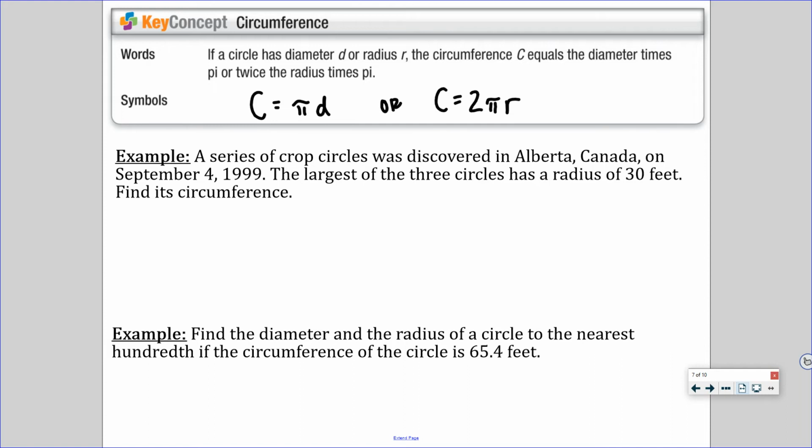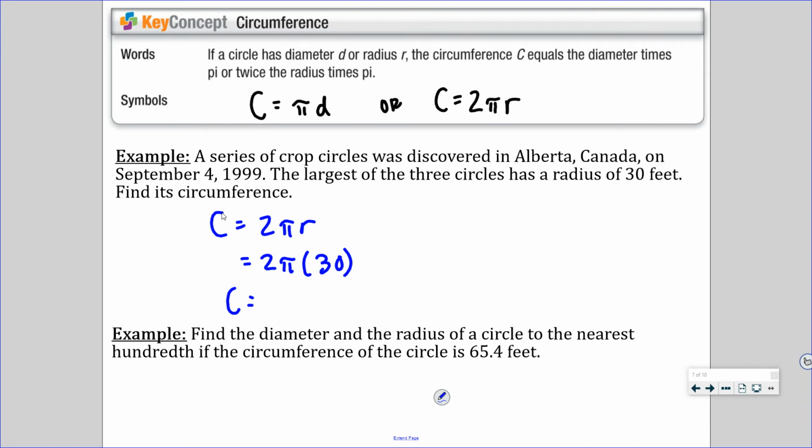A series of crop circles was discovered in Alberta, Canada on September 4th, 1999, way before your time. The largest of the 3 circles has a radius of 30 feet. Find its circumference. So, if I know the radius, I use this one. You have to know these formulas. I will not give them to you because you're expected to know these on the ACT. 2 pi times 30 feet.